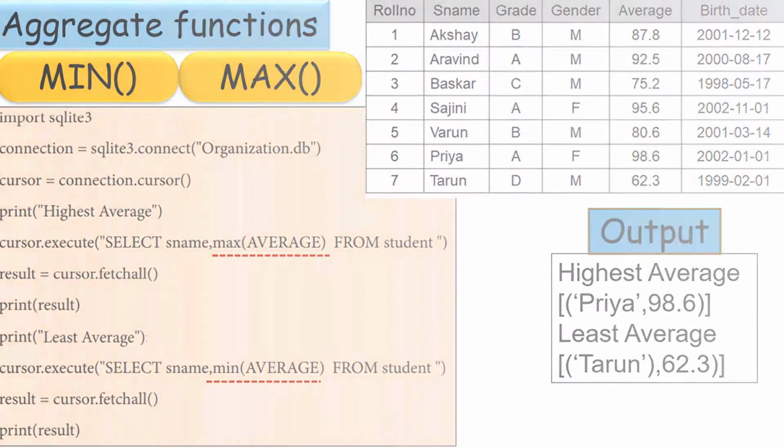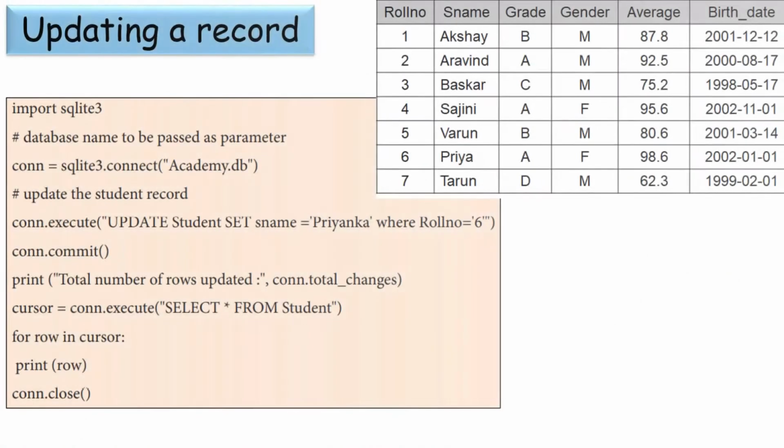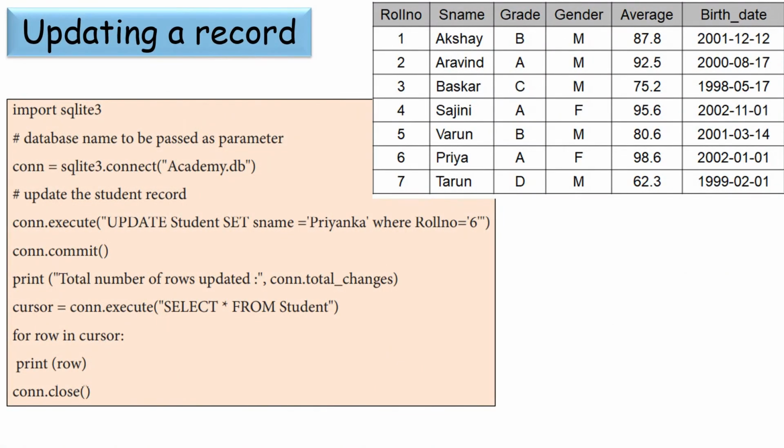To update a record in the table, you use the update command. Update student set sname equal to Priyanka where roll number is equal to 6. This update command will look for the record which has roll number equal to 6, and in this record it will set the name of the student as Priyanka instead of Priya.